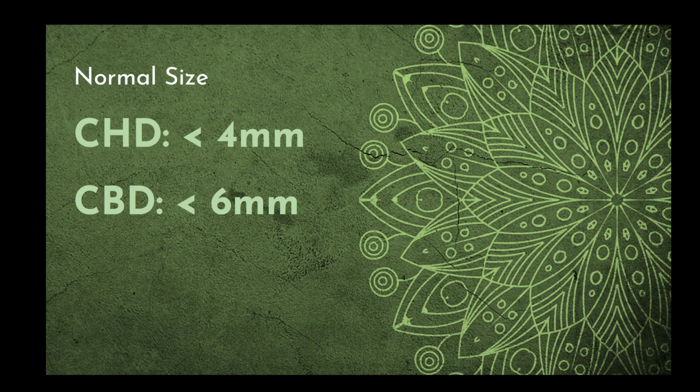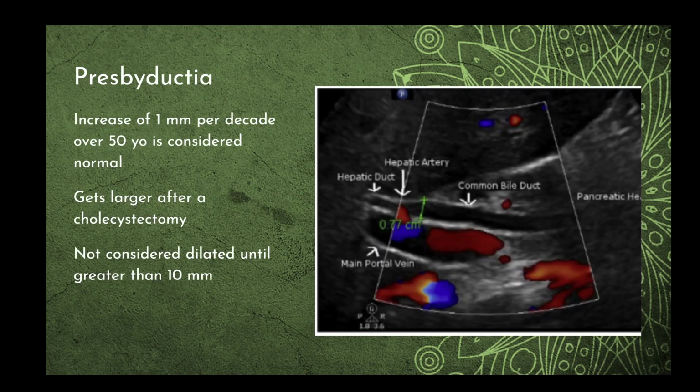As far as the biliary tree goes, the common hepatic duct should measure less than 4 millimeters, and the common bile duct typically measures less than 6 millimeters. But there's an asterisk to that common bile duct, and that's the Presbyductia. So as we age, it is expected that the common bile duct will start to enlarge, and it has a very specific enlargement pattern.